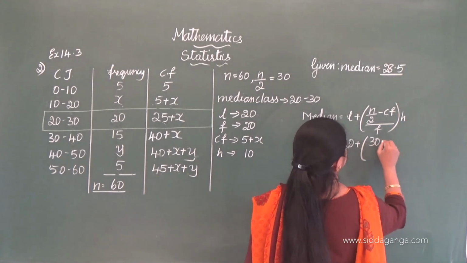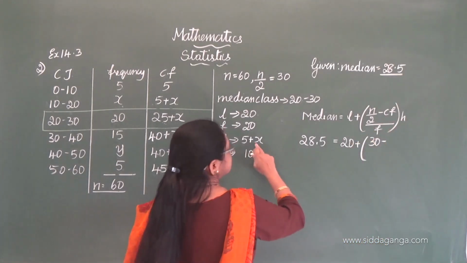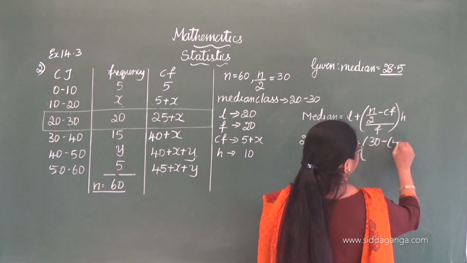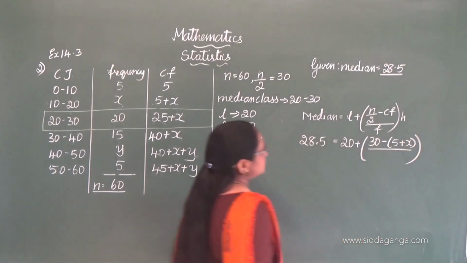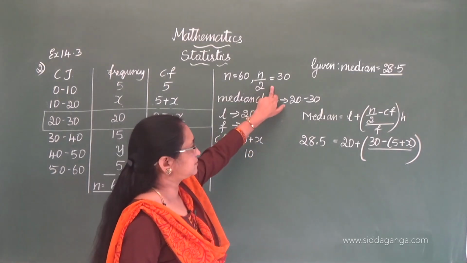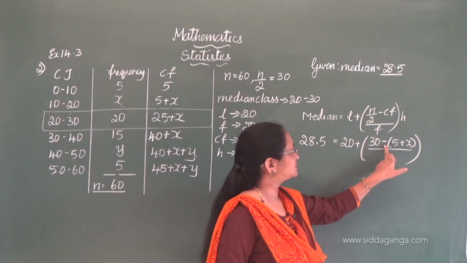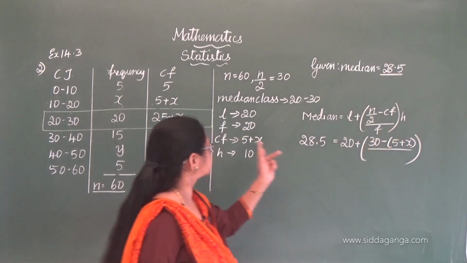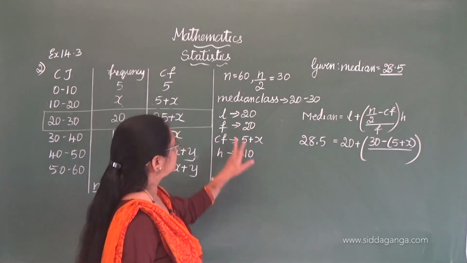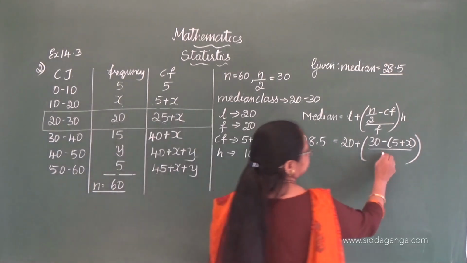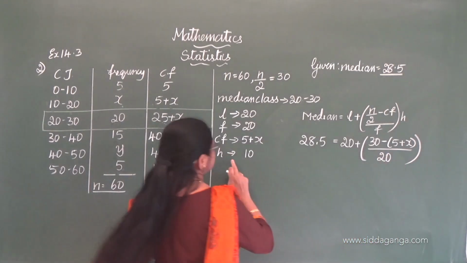Minus cumulative frequency, which is 5 plus x. See here, n by 2 is 30 minus cumulative frequency 5 plus x. I hope you understood this. And what is f? f is 20. And what is h? h is 10.